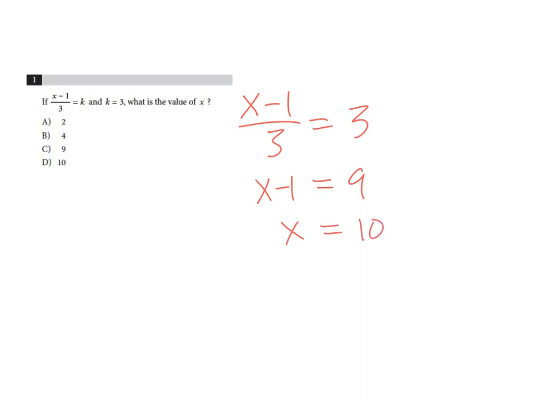The first problem here: x minus 1 over 3 equals k, and k equals 3. So what's the value of x? Okay, so this is just going to be a substitution type problem. Well, k equals 3, so we're just going to substitute 3. We multiply both sides by 3, and we'll get x minus 1 equals 9. And then, of course, we add 1 to both sides, so x equals 10.